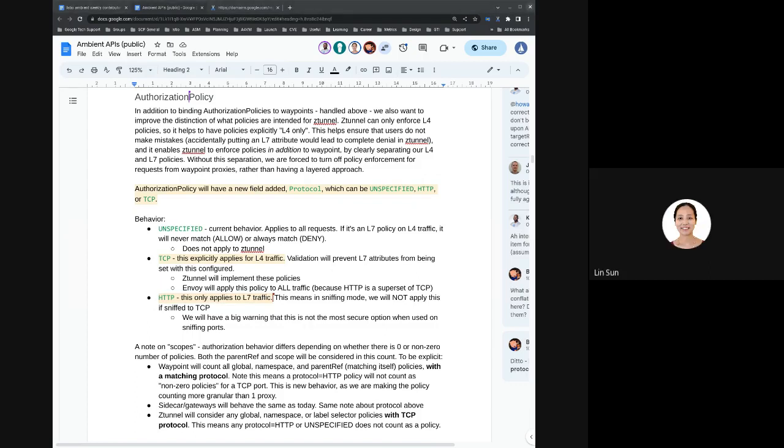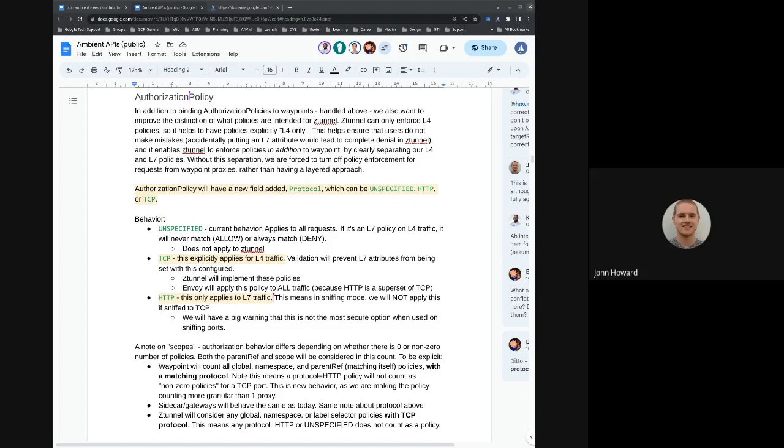So if I'm using a CNI like Cilium, I probably don't need layer 4 authorization policy from Ambient. Is that fair to say? No, I wouldn't say that. Their policy is not based on TLS, which is the main value add of zTunnel. Okay, that's a good point.